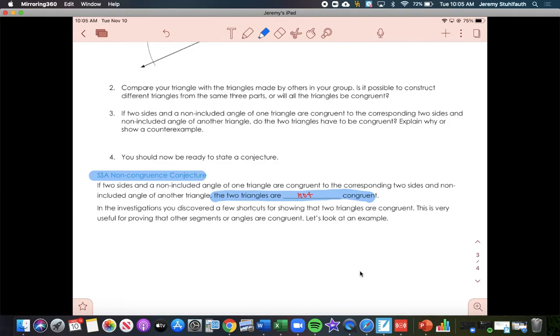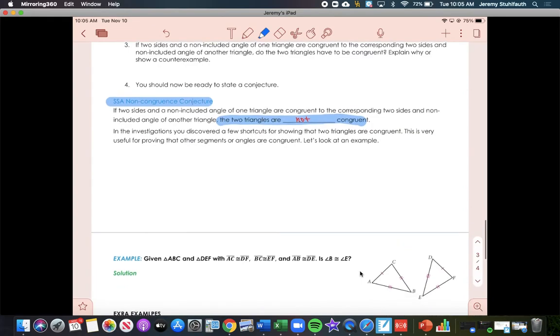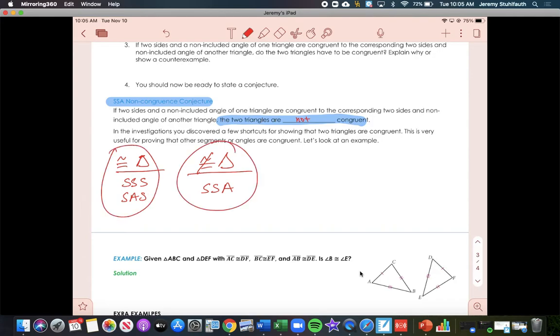So what we have now is 2 conjectures that we can use to say that 2 triangles are congruent. We have a third that is not allowed to be used. Okay, so to summarize, for congruent triangles, you can use side, side, side, or side, angle, side. You cannot use side, side, angle. So use these, cannot use this.